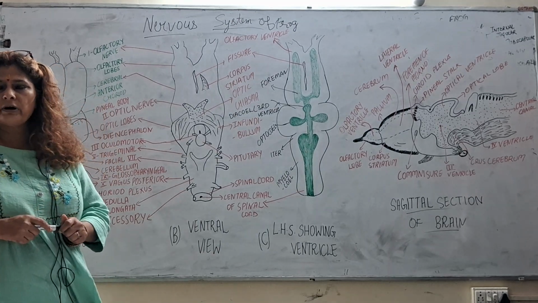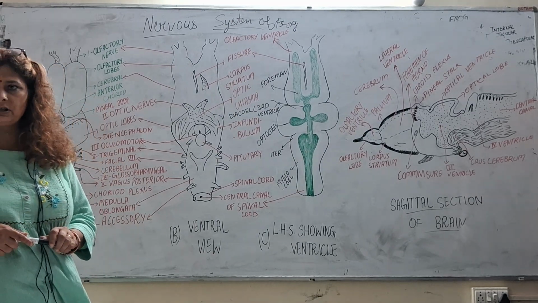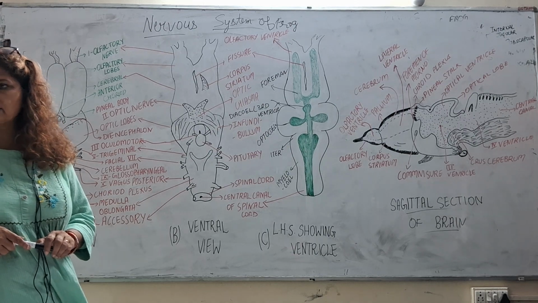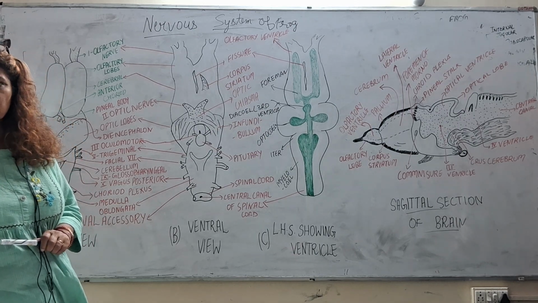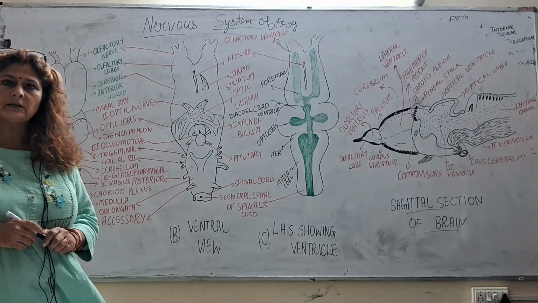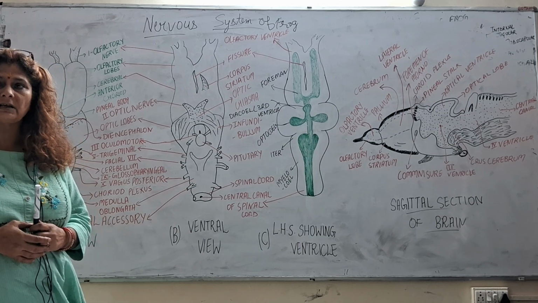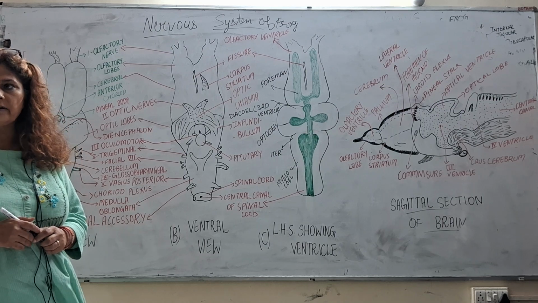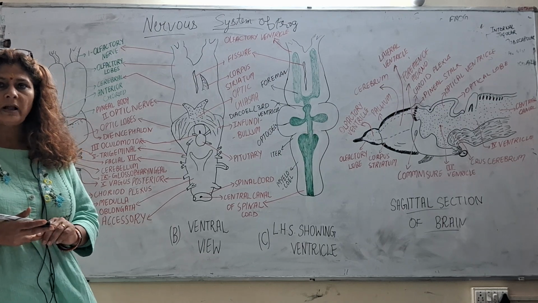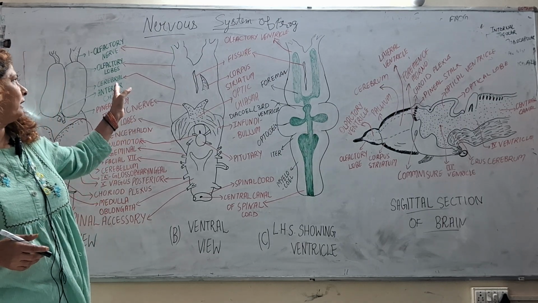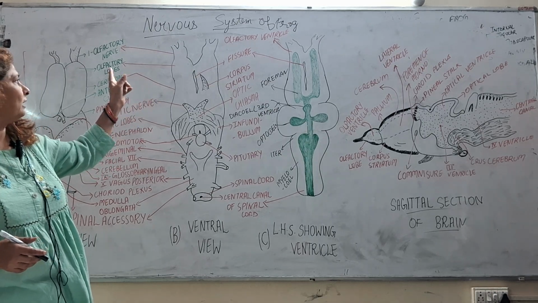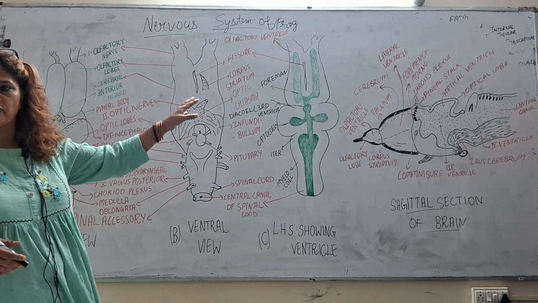Earlier we have done the general structures, then the digestive system, then the two videos of the circulatory system. One is the heart, another is the arterial and venous system. And now today we will do the next system, that is called the nervous system of the frog.